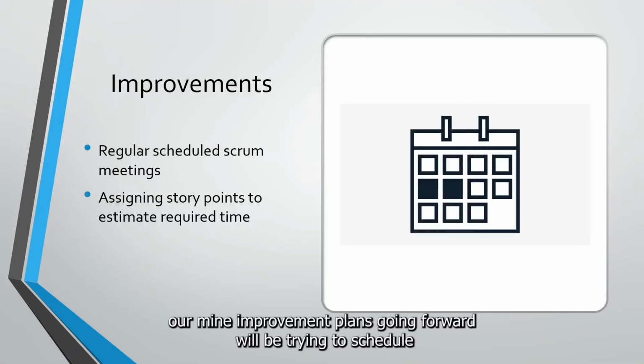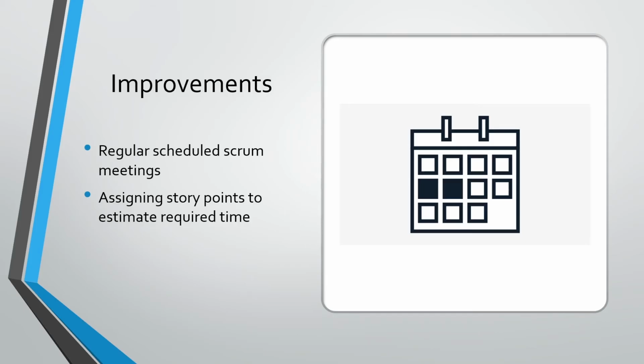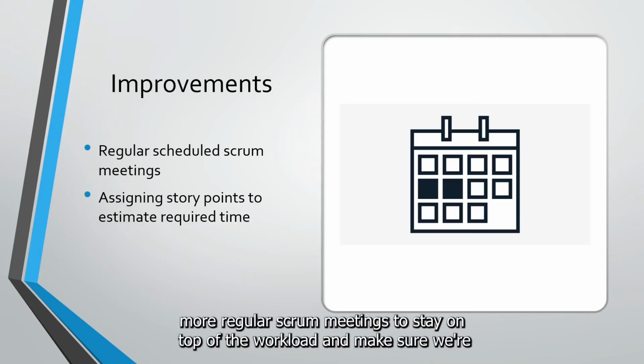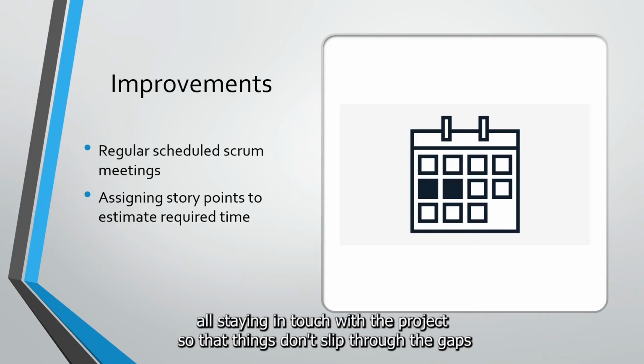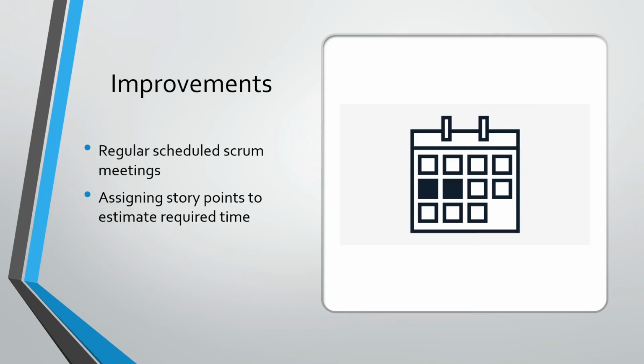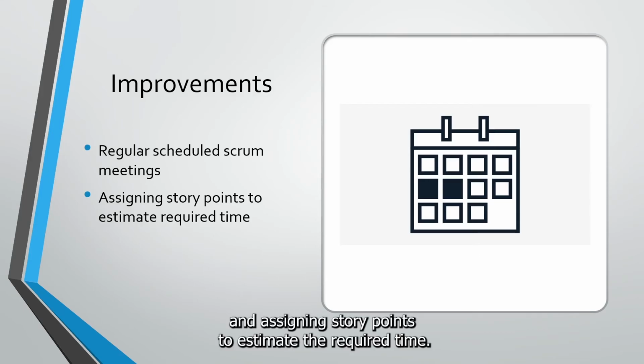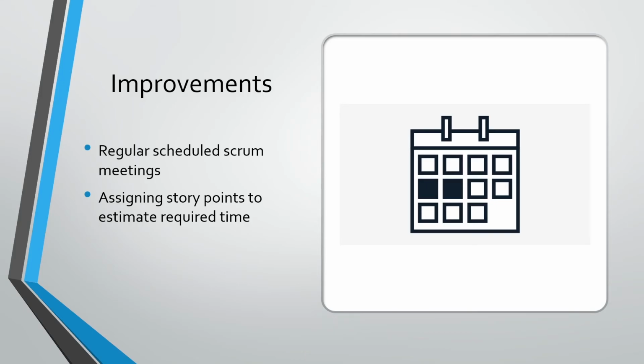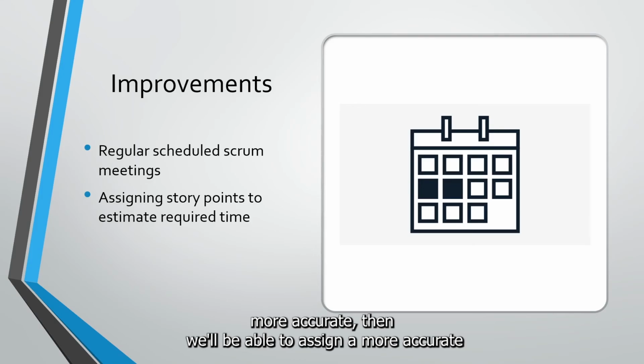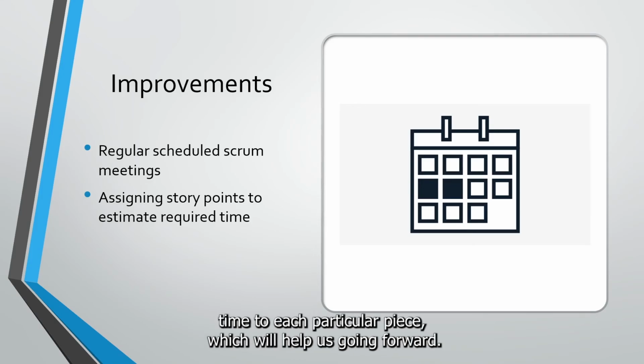Our main improvement points going forward will be trying to schedule more regular Scrum meetings to stay on top of the workload and make sure we're all staying in touch with the project so that things don't slip through the gaps. And assigning story points to estimate the required time. If we can narrow them down and get the story points more accurate, then we'll be able to assign a more accurate time to each particular piece, which will help us going forward.